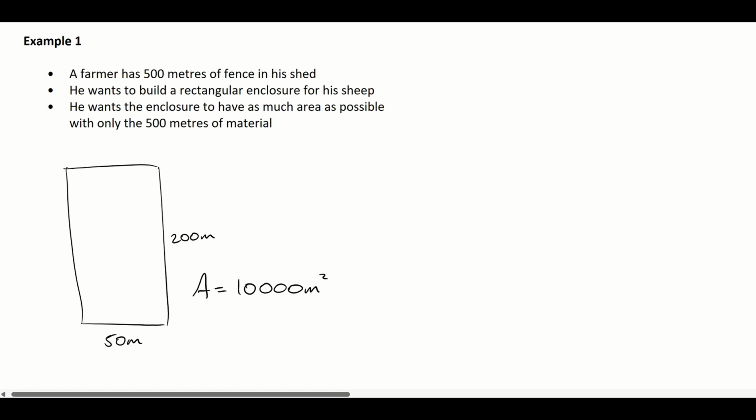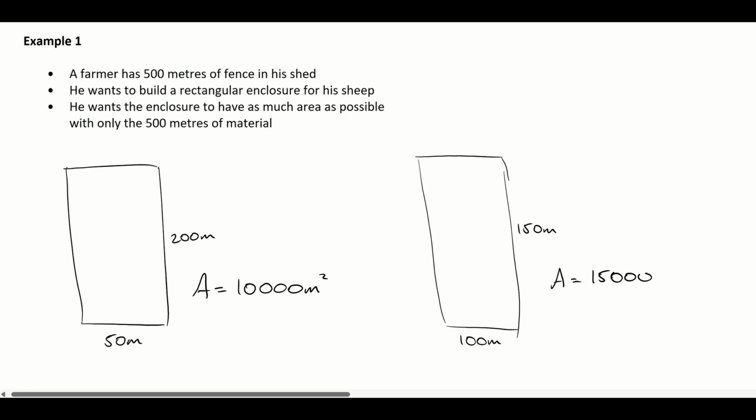Another potential option for him would be to build a rectangle that has slightly different dimensions. This rectangle might have a width of 100 metres and a length of 150 metres. So again, he still used his 500 metres of material, but this time his area is going to be 100 times 150, so 15,000 square metres. So we can see that the rectangle on the right at the moment is optimal for his area. He's got more area in the rectangle on the right, still using the same amount of material.